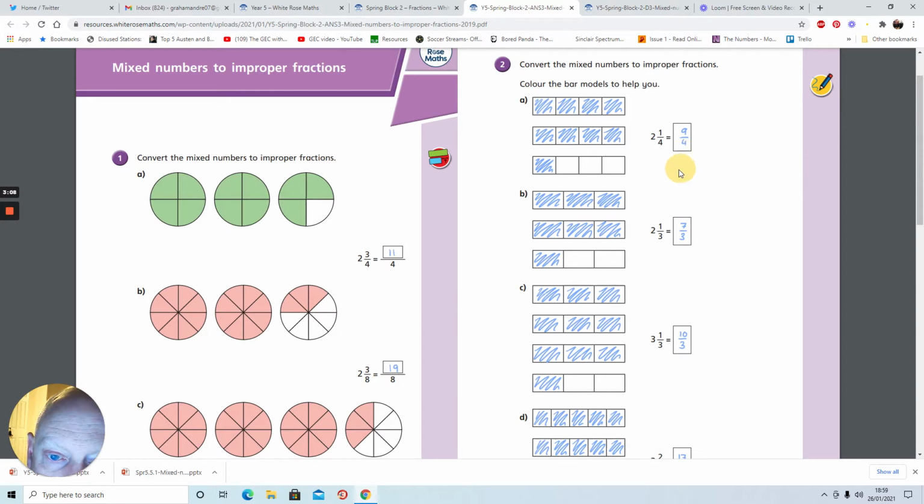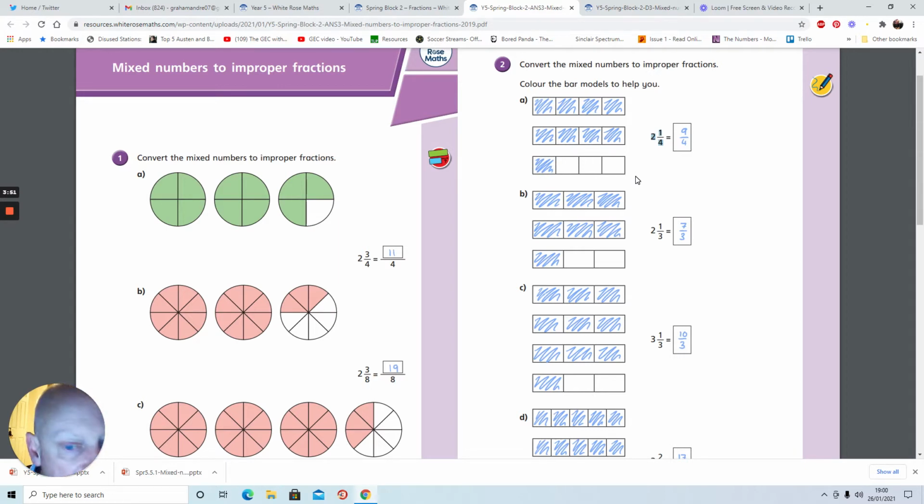Now, it says 2 here, so you could colour in 2 complete bars and then just 1 of the 4 on the last one, because that's what that means, and that gives you this nice shaded model. Then you can count 1, 2, 3, 4, 5, 6, 7, 8, 9. And that means that the answer is 9 quarters.